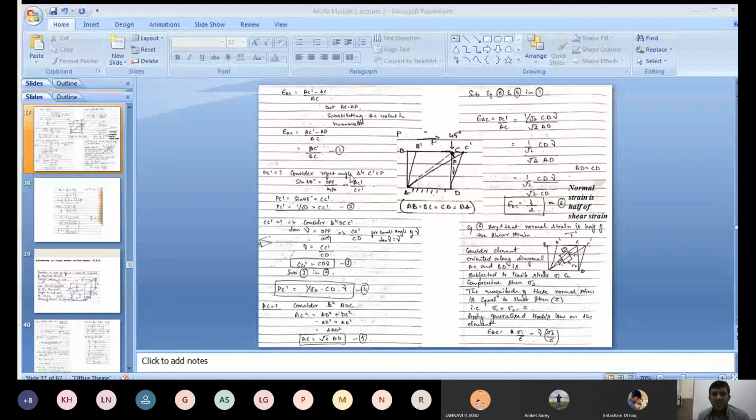Now we apply generalized Hooke's law, then compare those two equations. Finally, we will get the relation between Young's modulus and shear modulus. Now you should remember this formula also.